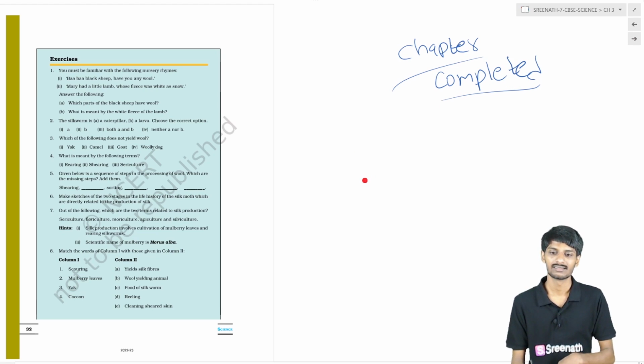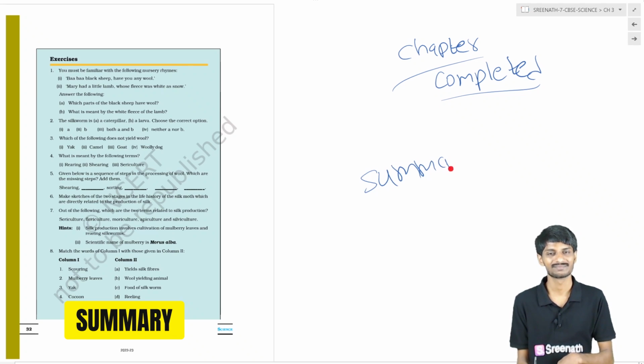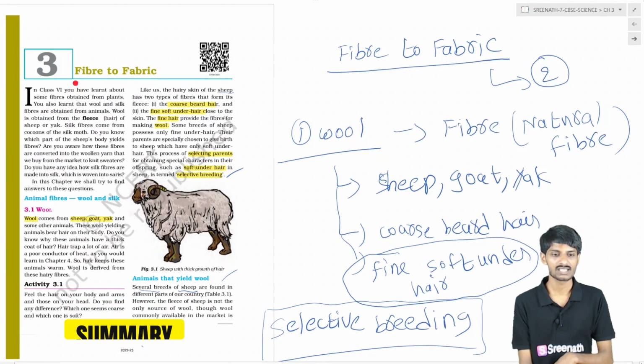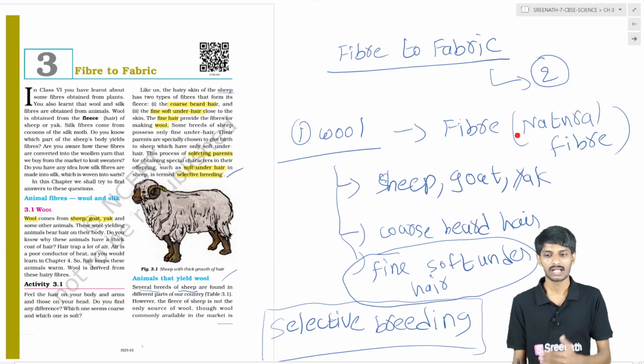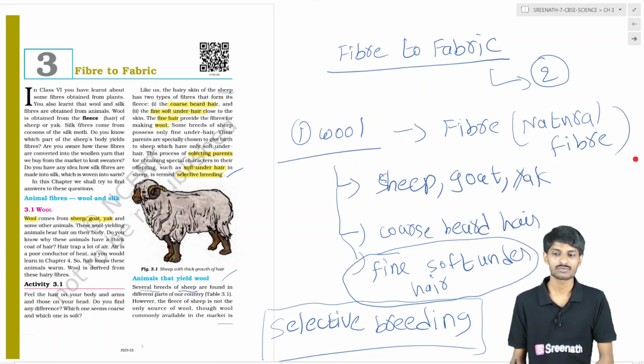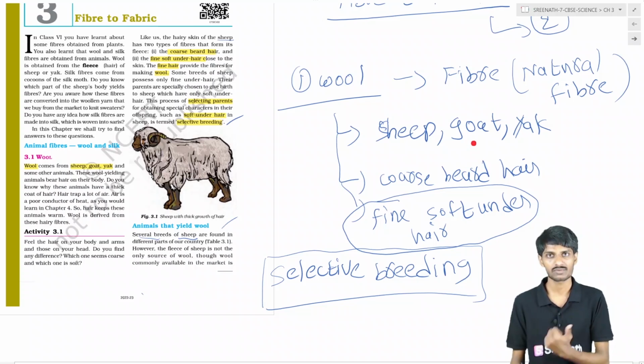Now, students, we are having the summary. The chapter is Fiber to Fabric. In this chapter we are going to discuss natural fibers from animals. Basically the animal fibers are wool and silk, so basically two topics only: one is wool and another is silk. Different types of sheep, goat and yak, different types of animals will give you wool, and the beard hair is coarse and the under hair is soft, and we want fine soft hair.